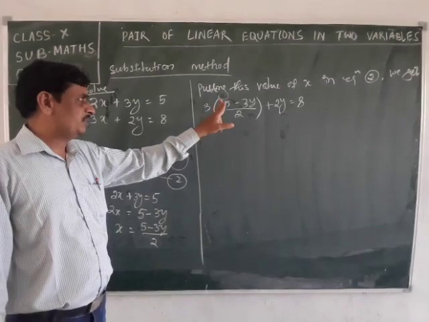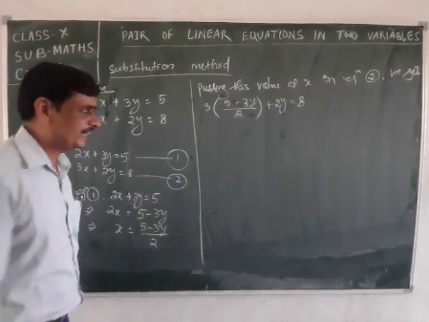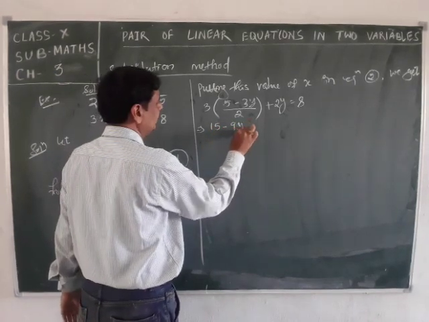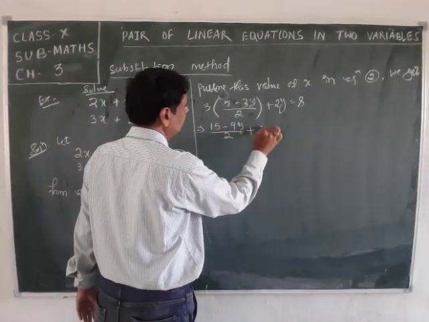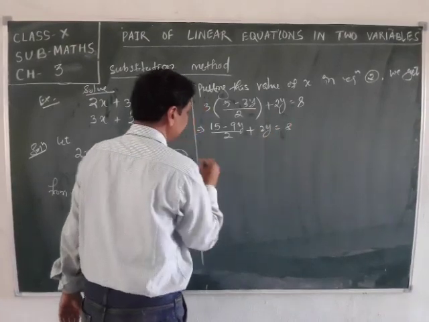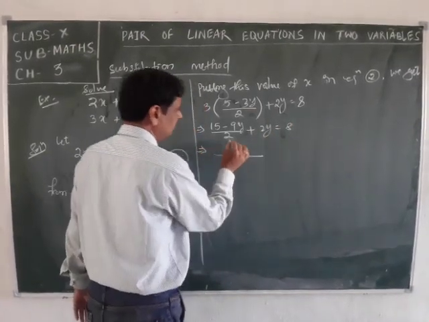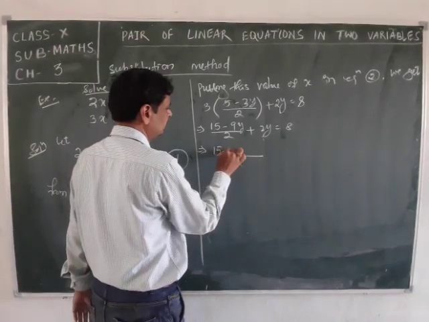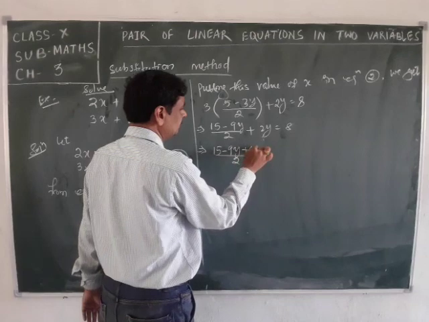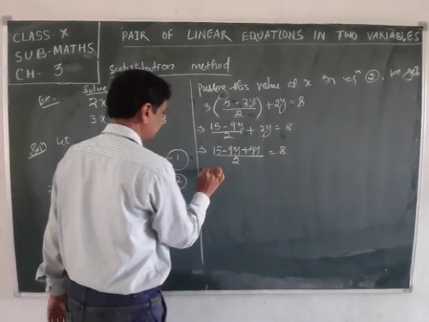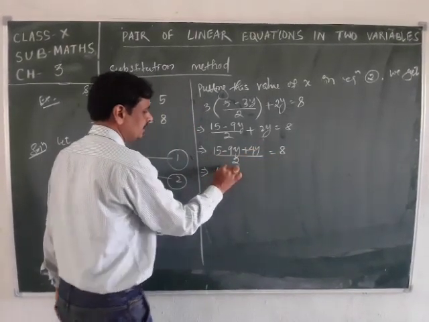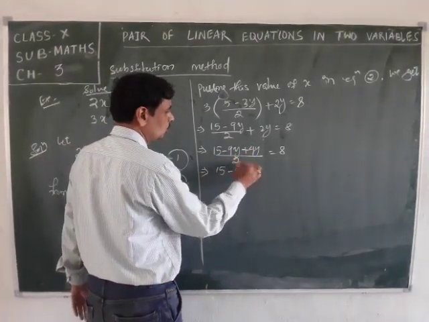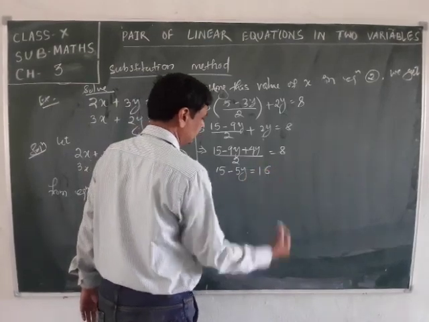The 3 will be multiplied with the factors of its numerator. It implies (15 minus 9y) by 2 plus 2y equal to 8. Here the LCM of 2 and 1 is 2. In the numerator it is 15 minus 9y plus 4y, equal to 8 into 2. Now 15 minus 9y plus 4y becomes 15 minus 5y. 2 will multiply the 8 and becomes 16.